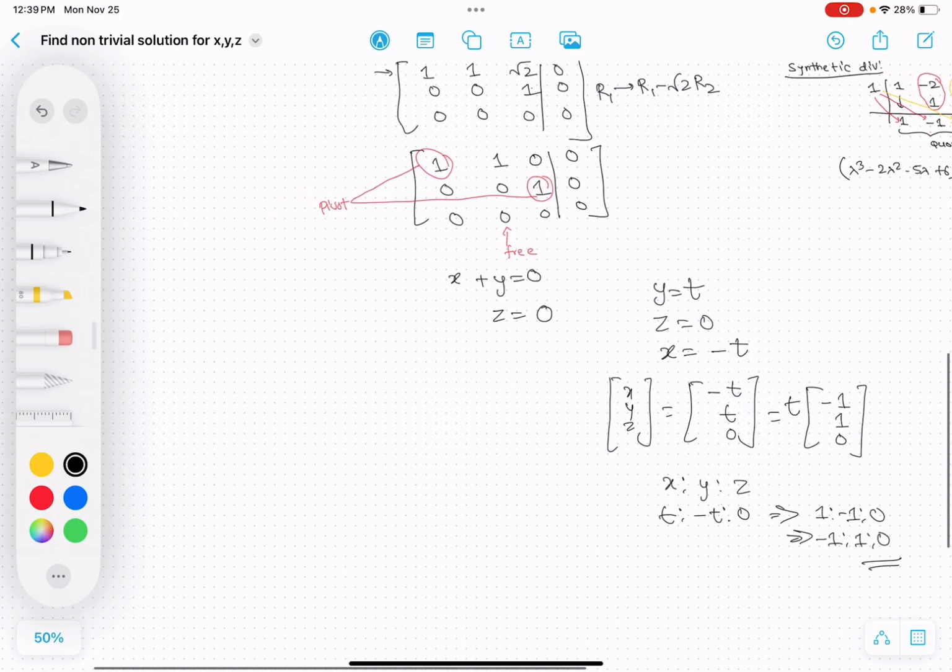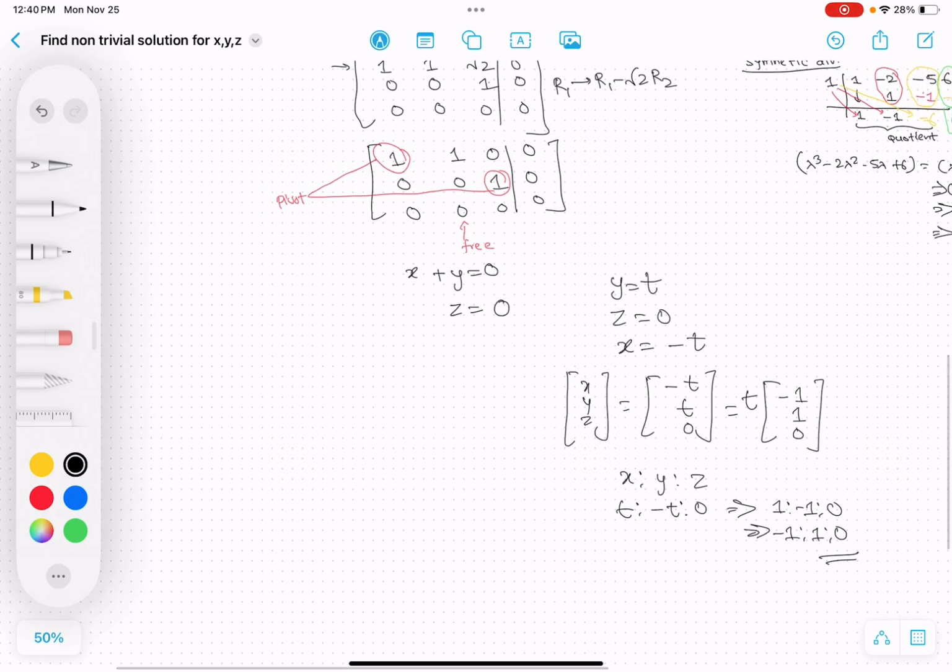So I'm just taking the ratios and taking this t out. Okay, over here it's actually x that has minus t, right? And this is minus 1, 1, 0.